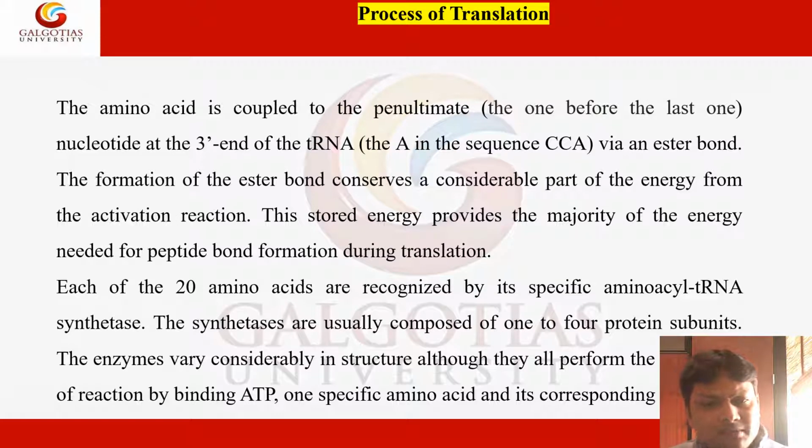Now we start the process of translation. In this process, the amino acid is first coupled to the penultimate nucleotide, meaning one before the last one, at the 3' end of transfer RNA by an ester bond. The formation of the ester bond conserves a considerable part of the energy for the activation reaction.